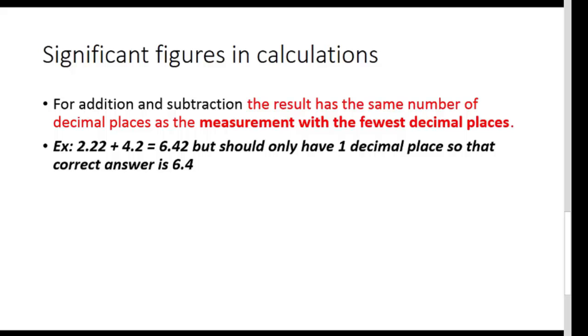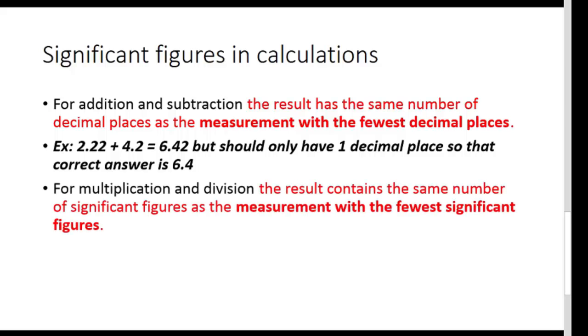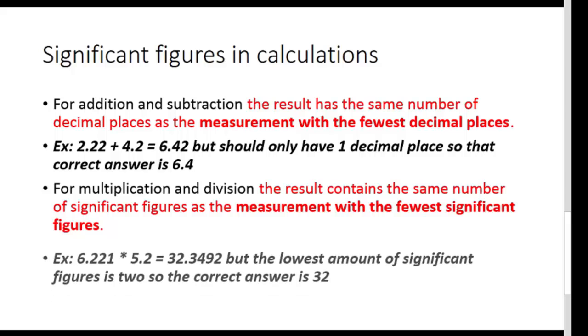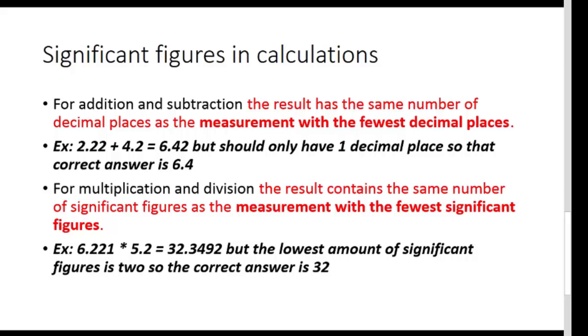Now with multiplication and division, this differs. For multiplication and division, the result contains the same number of significant figures as the measurement with the fewest significant figures. The key phrase is the measurement with the fewest significant figures. For example, we do 6.221 times 5.2, the answer we get is 32.3492. But the lowest amount of significant figures is 2, which is the number 5.2. So the correct answer is 32.